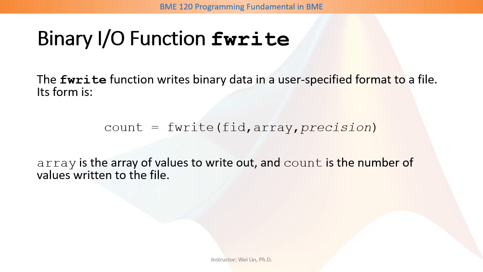And the second input is the data to be written to the file. It can be any array. And the third input variable determines the format of the data. So the precision here is the third input. It has to match the format of the data in the array. And the count is the number of values written to the file. For example, if the array has 100 data in it, the count should be 100.